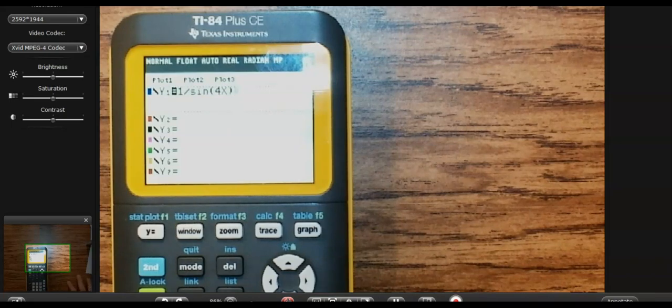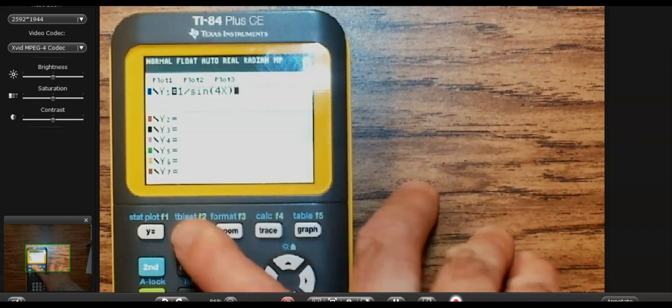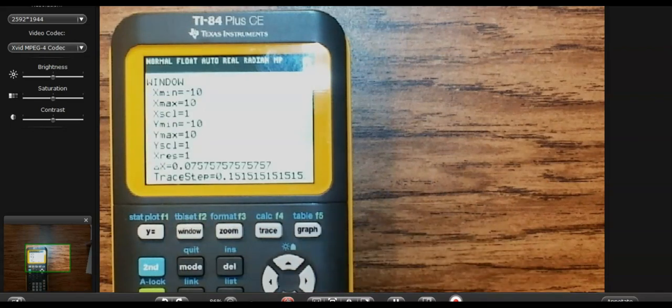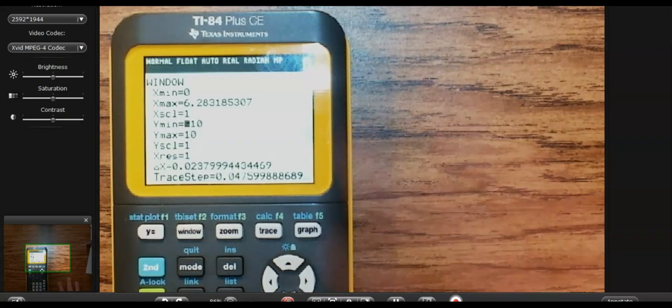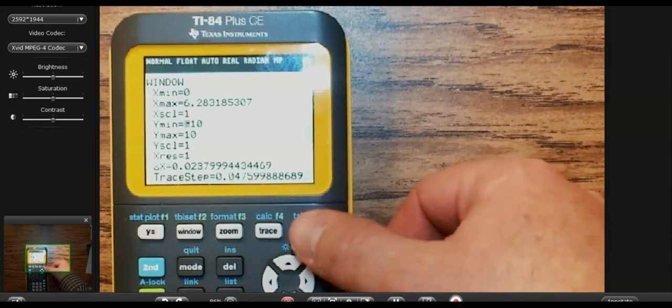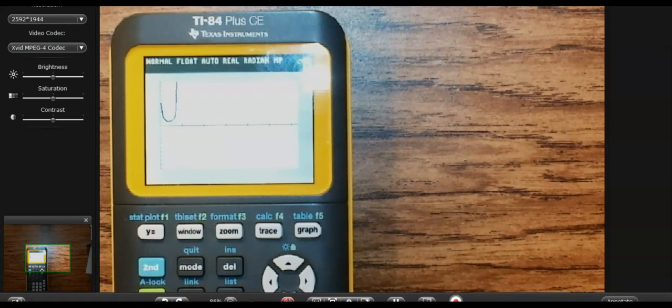Now our window probably has to be set correctly, so I'm going to go to our window here, and let's just say we want to go from 0 to 2 pi. That's more than enough. And we all know that the minimum and maximum for a sine function, we could just leave it at -10 to 10. Maybe that'll help us understand the picture. And we can go to the graph. And you can see all these little fake parabolas being drawn in there.